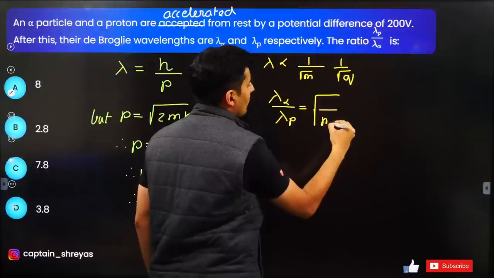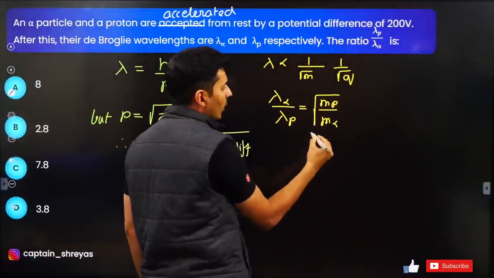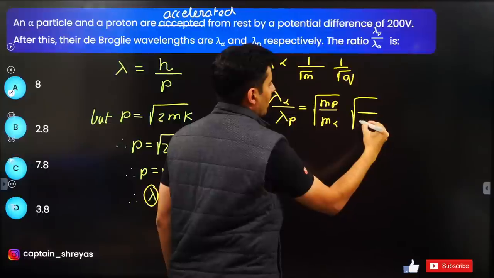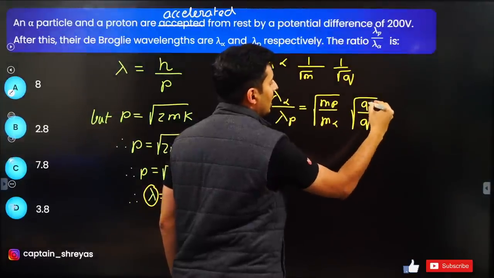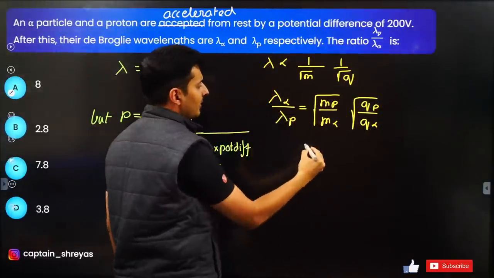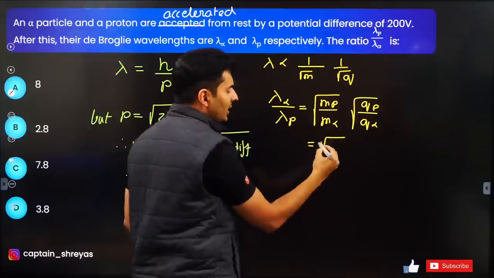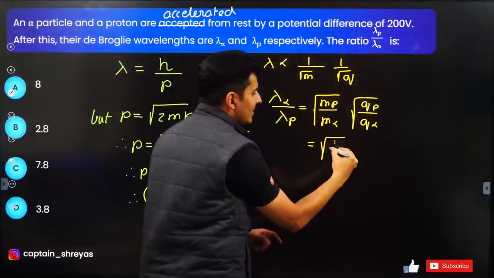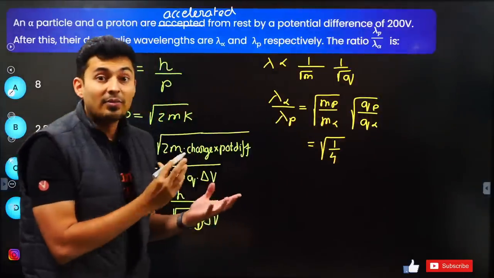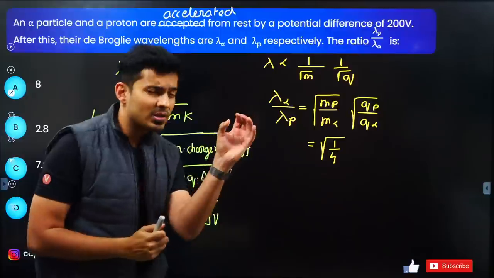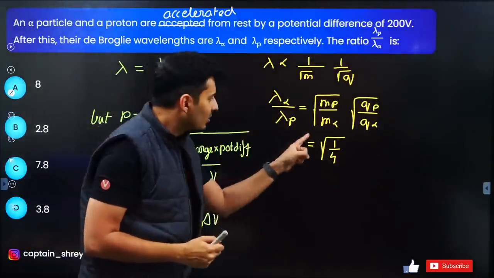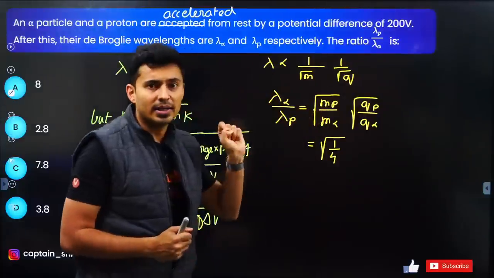Here I will have mass of alpha and mass of proton on the top, and here I will have charge of alpha and charge of proton on the top. So mass of proton over mass of alpha. Guys, this ratio is 1/4 because an alpha particle has two protons and two neutrons. A proton is just one proton. So there are four particles here and one particle there.